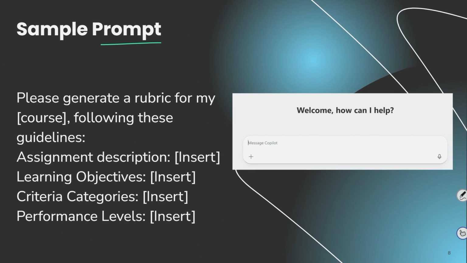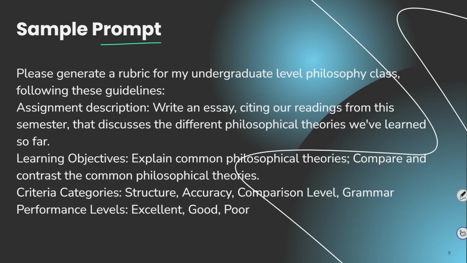So let's go ahead and do an example. I am not an instructor, so I created or pretended to have an undergraduate level philosophy class. My made-up assignment is that I wanted my students to write an essay citing readings from this semester that discusses the philosophical theories and compares and contrasts them. So this is what I wrote for Copilot. I used the exact same template wording. I just got rid of the bracketed words and put in my made-up assignments.